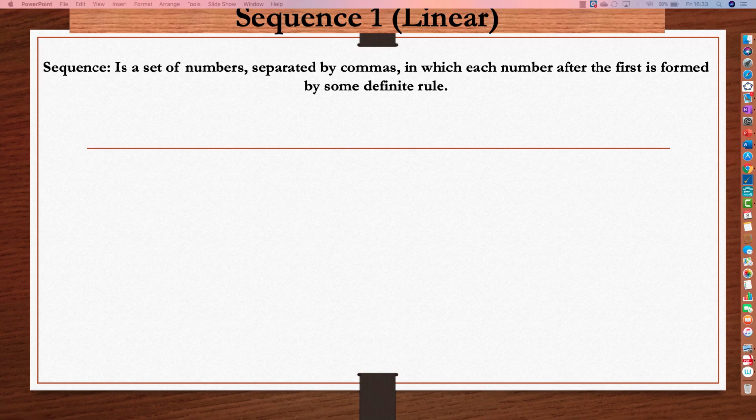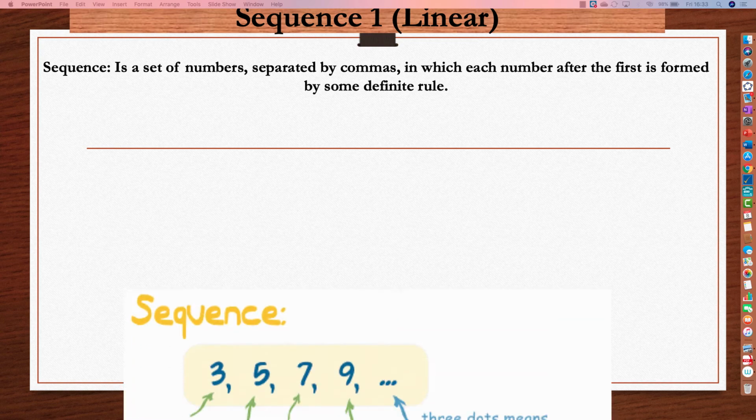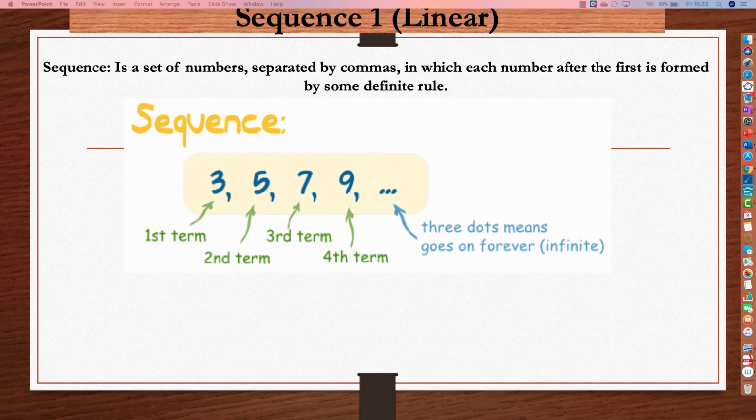If we look at the following thing, a sequence is a set of numbers separated by commas in which each number is formed after some definite rule. So what I mean by that is these numbers: 3, 5, 7, 9. There's a pattern to these. Anyone guess what the pattern is? Yeah, 2. The pattern between 3, 5, 7, and 9 is it's going up in 2s.